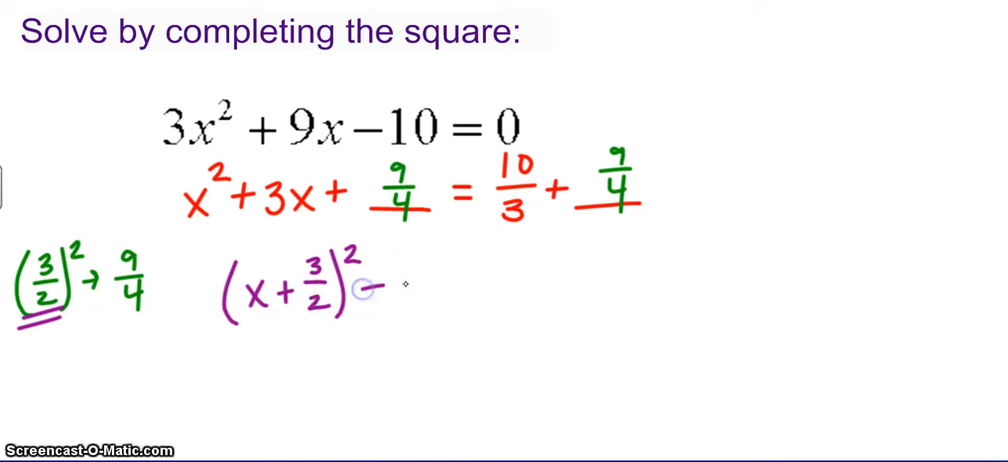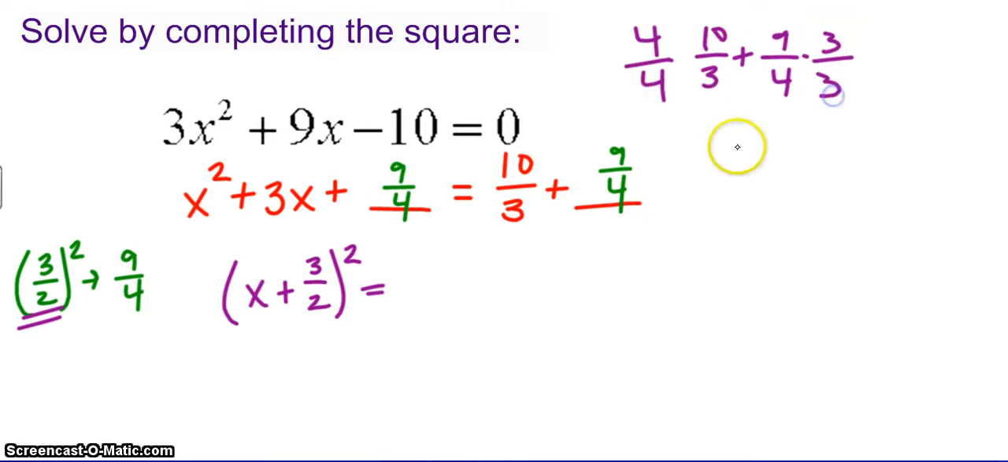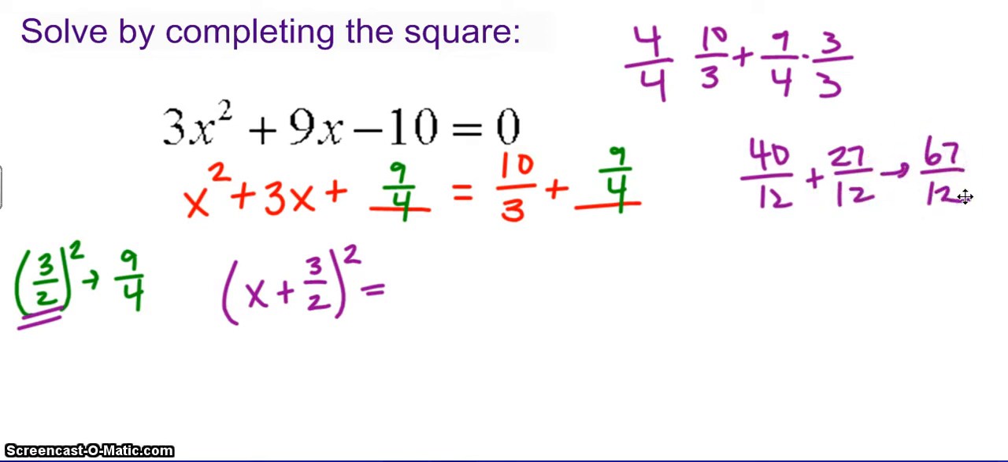Here we're going to need a common denominator. So I've got 10 over 3 plus 9 over 4. Just do some side work. My common denominator of 12. So I'm going to get 40 twelfths plus 27 twelfths is going to give me 67 twelfths, which unfortunately does not simplify. Alright, so now I'm ready for my square root.